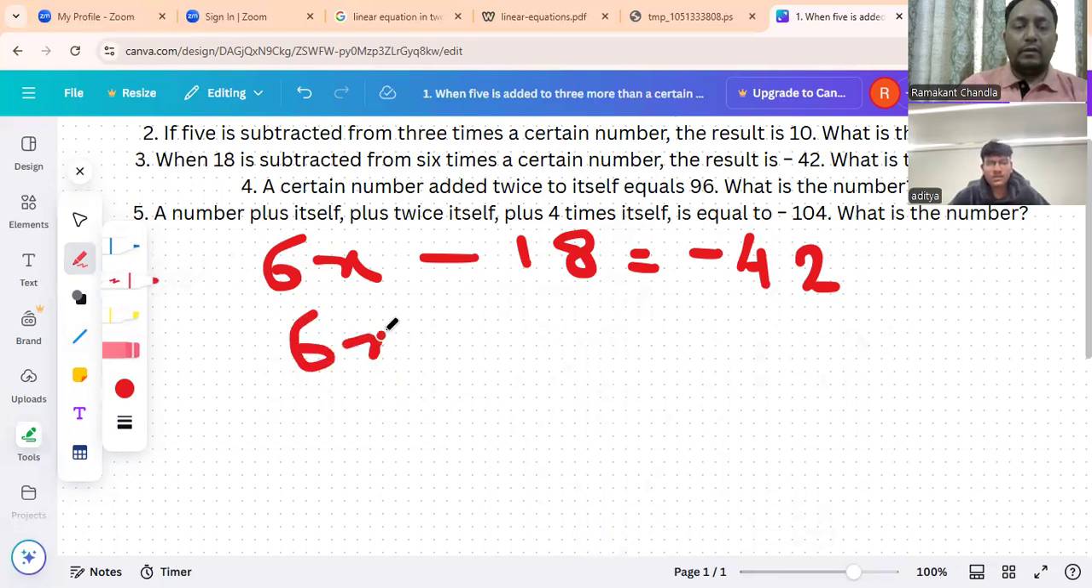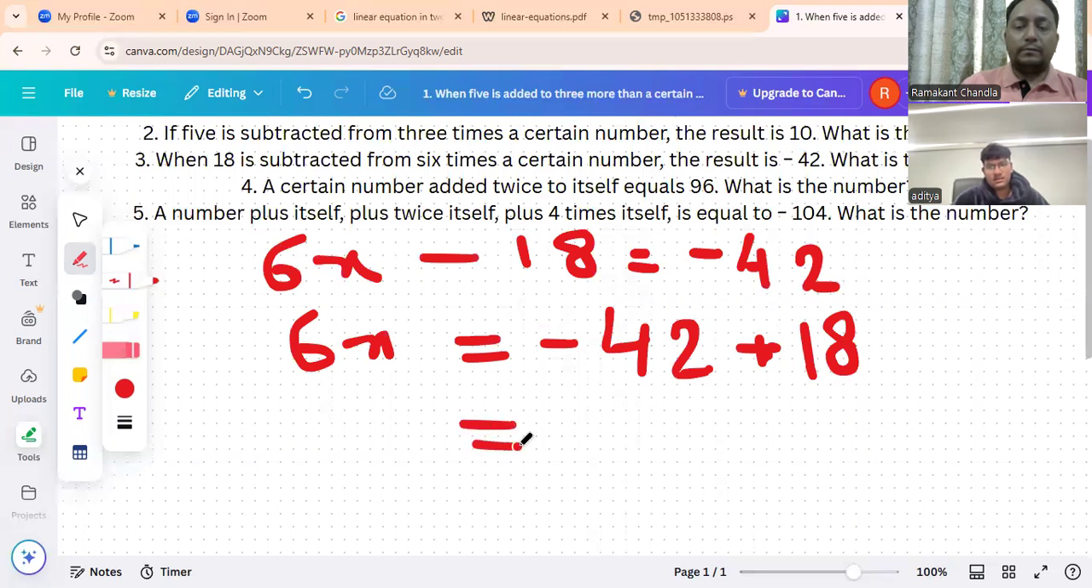What will it be? So you add 18 on both sides. Okay, superb. I'm just shifting it to the other side. Then you'd get 6x equals, oh, my brain's blanking. No issues. You can just try. Give it a try.